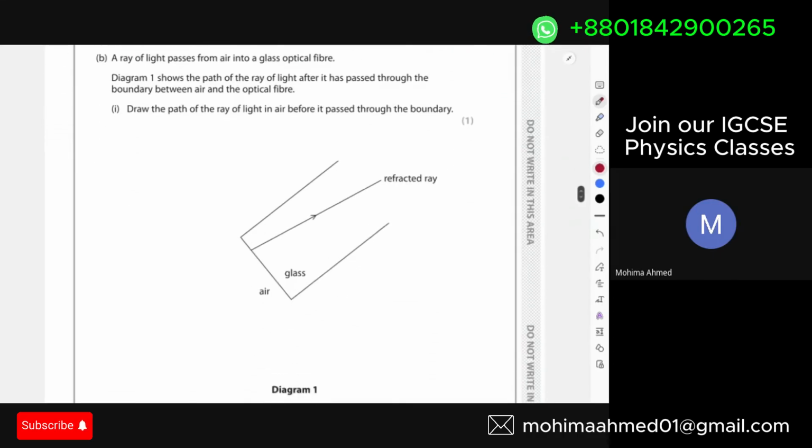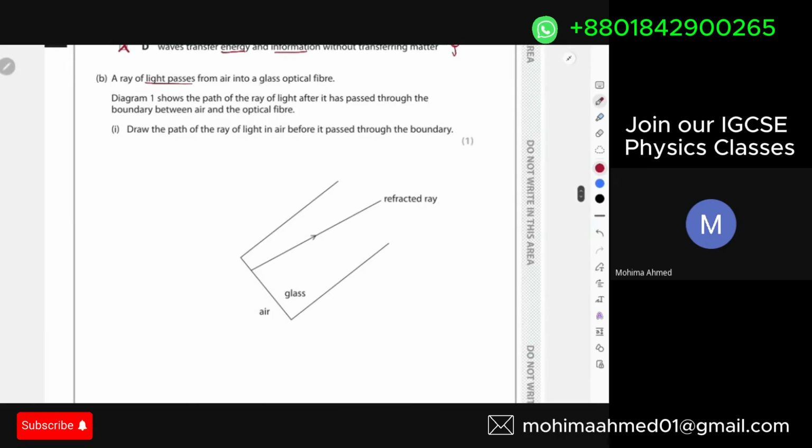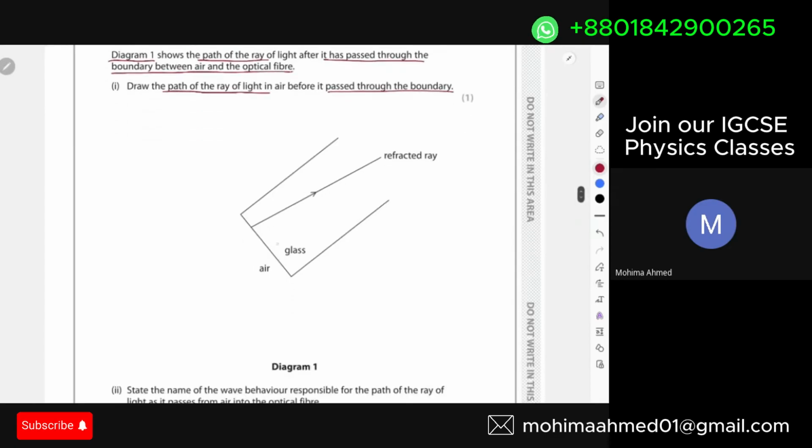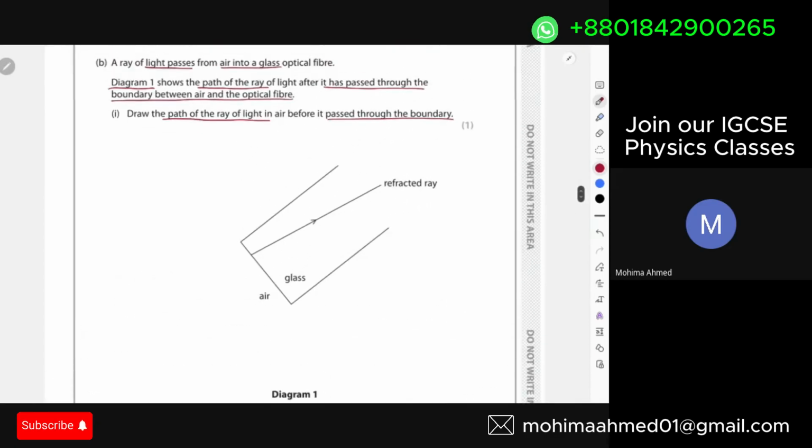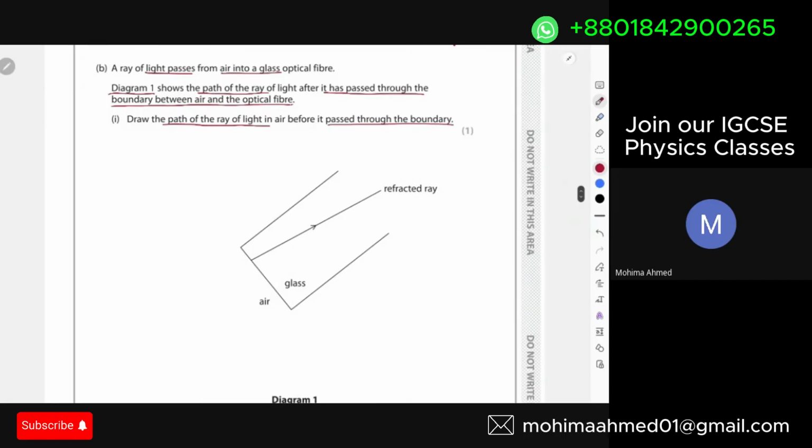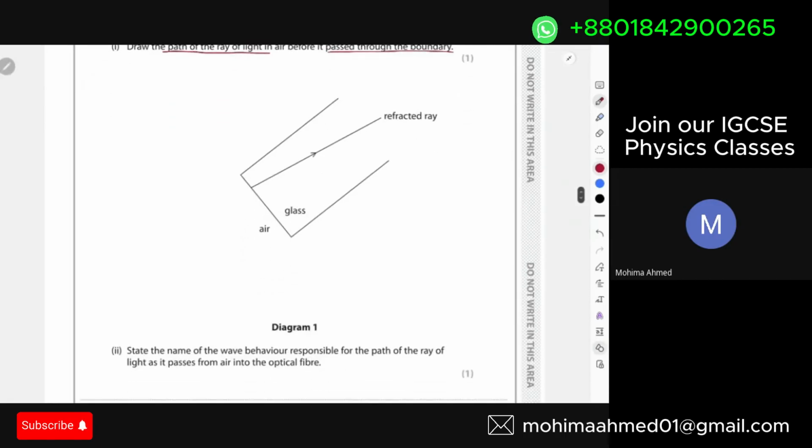And then lastly, we can say that a ray of light passes from air to a glass optical fiber. Diagram 1 shows the path of the ray of light after it has passed through the boundary between air and optical fiber. Draw the path of the ray of light in the air before it has passed through the boundary. This is your refracted ray in glass. In that case, first thing I have to draw is the normal, right? This is a perpendicular normal.